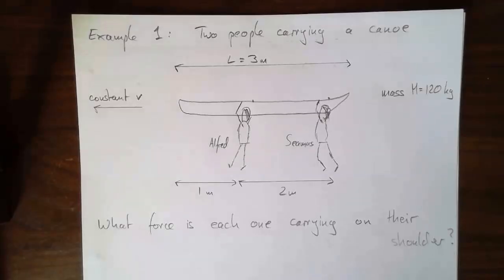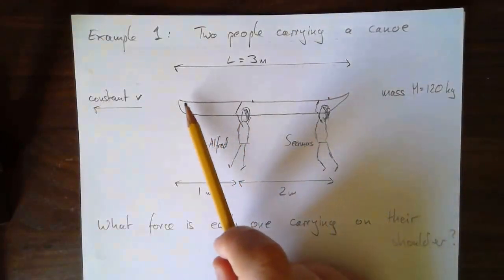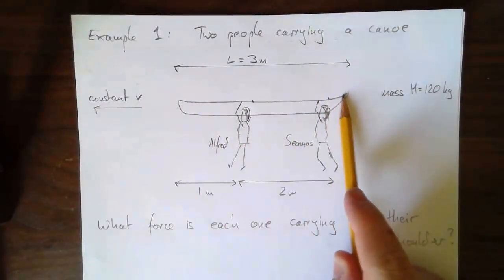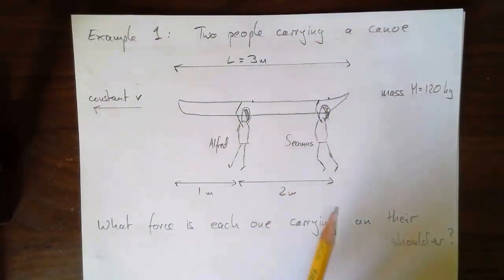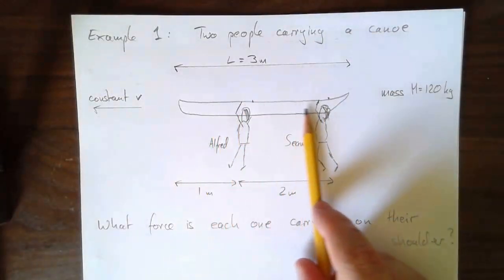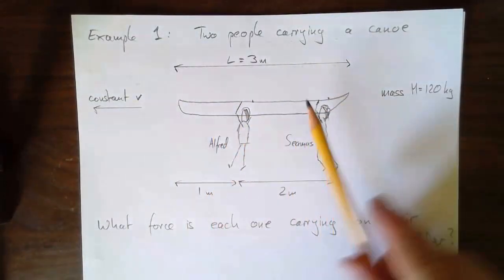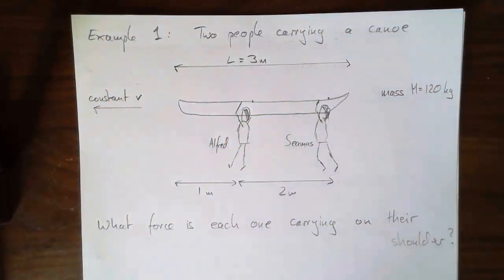Here is the first example we're going to go through. We imagine there are two people, I've called them Alfred and Seamus, and they're carrying a canoe. Now maybe the canoe is full of camping gear or whatever, and we don't really care, but the whole thing has a mass of 120 kilograms. And we're going to assume this is 3 meters long. Now they're carrying it as shown in the picture, and we're going to assume that the mass is evenly distributed along the canoe.